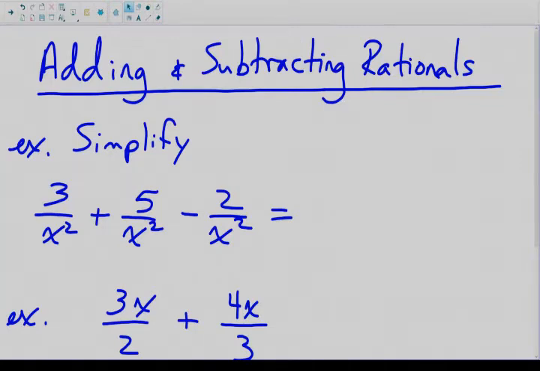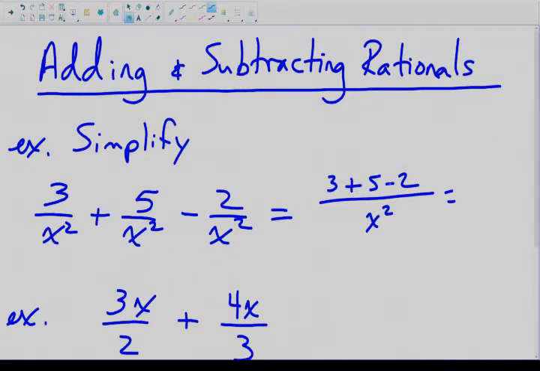So looking at the first one here, 3x squared plus 3 over x squared plus 5 over x squared minus 2 over x squared. As you can see, the denominators are already the same in this case. So when you have a case like that, you just add the numerators, which I would like you to start considering that you can write like this: 3 plus 5 minus 2 all over x squared. Now, I know you could have done that in your head, but if you can start to visualize it as being that, it will help for some of the later examples.